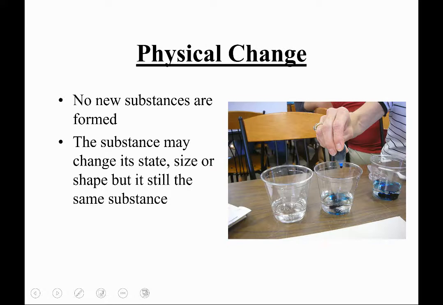So, a physical change, no new substances can be formed. You can change its state, size, shape, but it's still the same substance. If you cut up a piece of paper, it's still paper. If you melt a block of ice, it's still water. I know we have different names, but it's still H2O molecules.